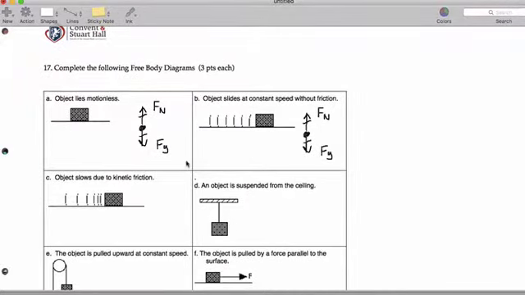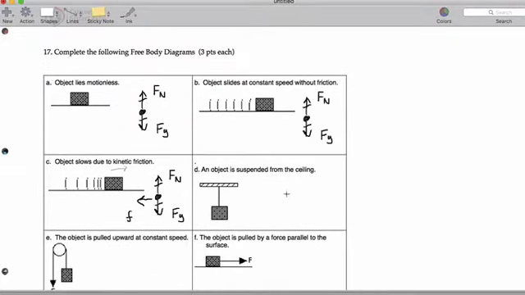Now, the object here slows due to kinetic friction. So we're going to have the same free body diagram with a little modification. We're going to have a friction force opposing its motion. What we're basically saying is the object moves to the right, and so friction opposes the intended direction of motion and goes to the left.